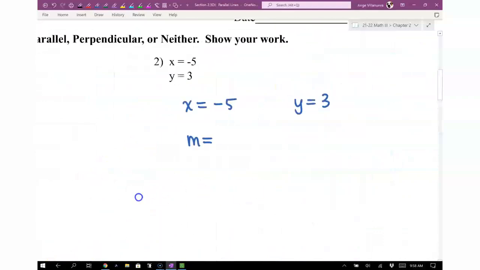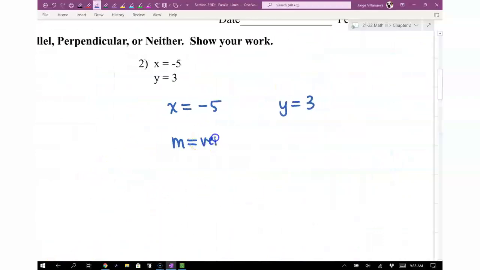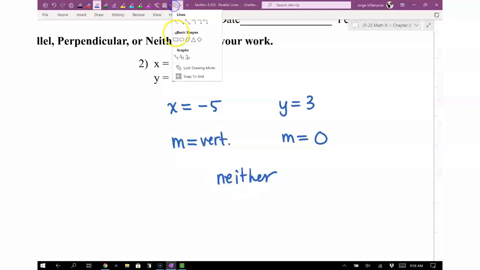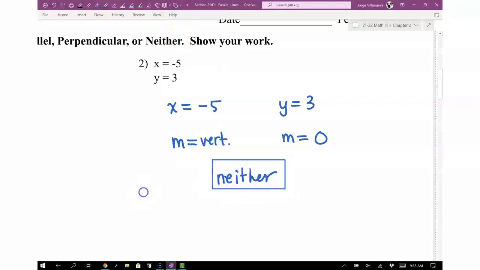So you see this one? X equal to a number, the slope is vertical. Right? Straight up and down. What's the slope for y equal 3? 0. Thank you. Do those match? No. So I'm going to write neither. Okay, they are not parallel. So those are pretty easy. You just got to know the, I guess you could call it the trick, right? If it's x equal to a number, it's a vertical slope. If it's y equal to a number, the slope is 0. Since they don't match, they're not parallel, so we just write neither.